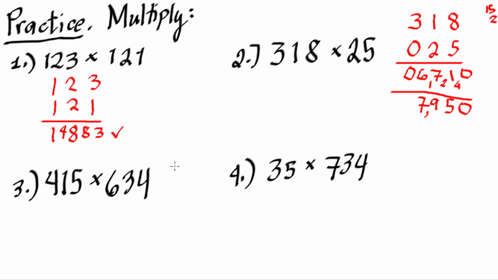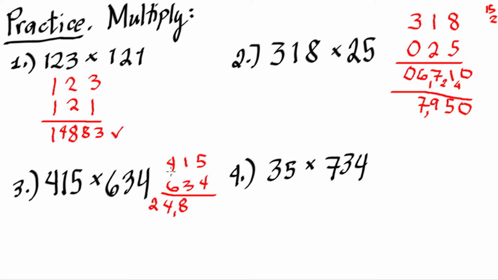Number 3, let's go. I'm going to solve it over here. So 415 times 634. So let's do this. 4 times 6 is 24. 4 times 3 is 12 plus 6. So 12 plus 6 is going to give us 18.